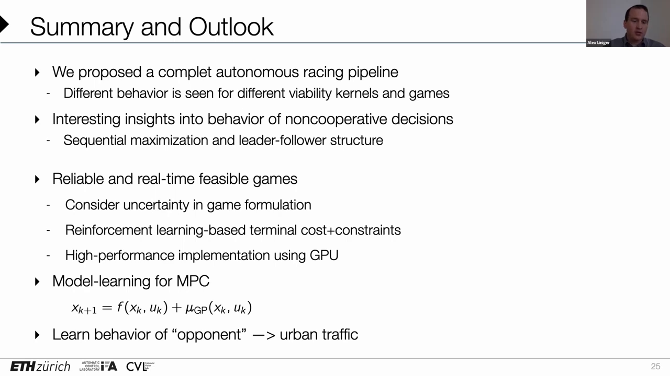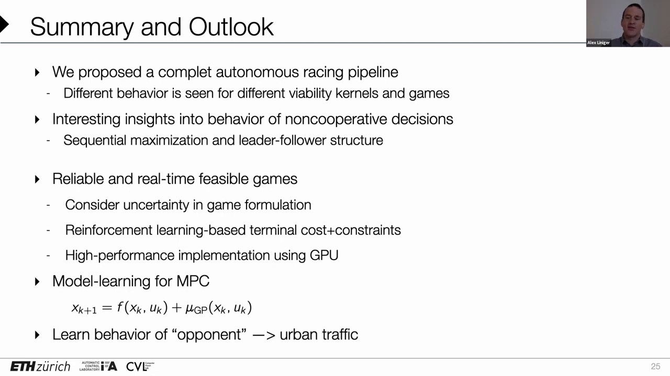In future work, one thing is making the real-time implementation more reliable. Potentially consider the uncertainty such that cars are not going that close, and use more sophisticated ways to learn the terminal value function. And finally, implement it on a GPU. At the moment, this is implemented on a CPU from, I think, 2013. Other ways to improve would be to do model learning for the MPC, which could make the driving just a bit better.